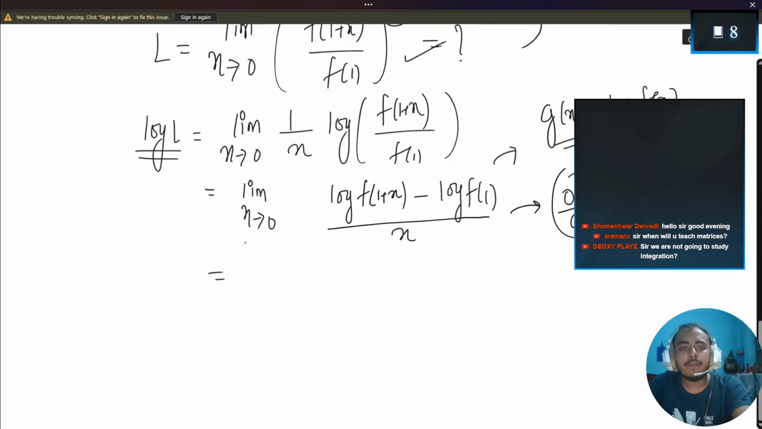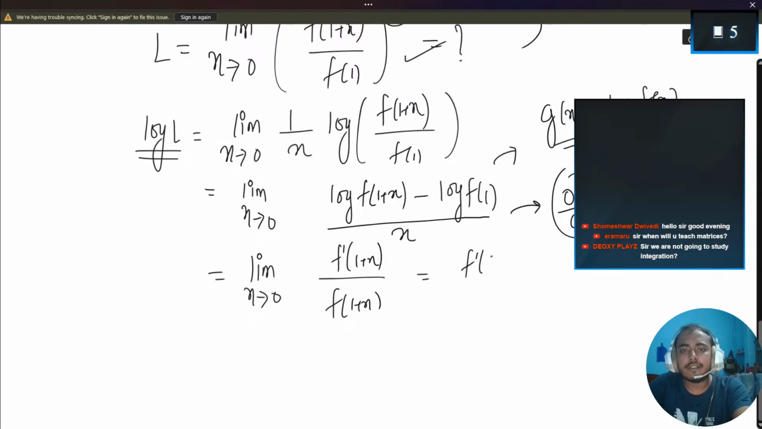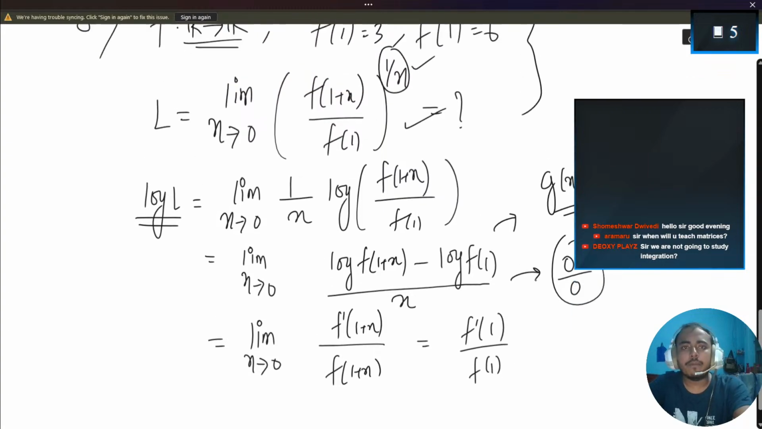Anyway, so we can again apply lambda here. And once we do that, we would get this. So the denominator would be 1, so we will not write that. Log of f of 1 plus x, the derivative of this should be f of 1 plus x, and in the numerator, f prime of 1 plus x. Now you can simply put 0 and you can get the answer as f prime 1 by f of 1. You can put the values.